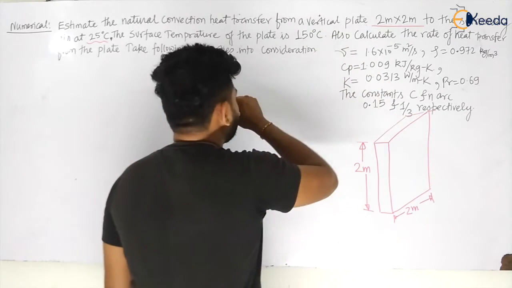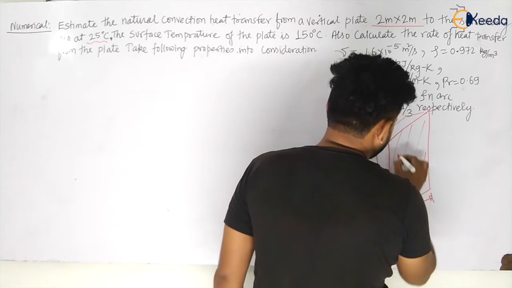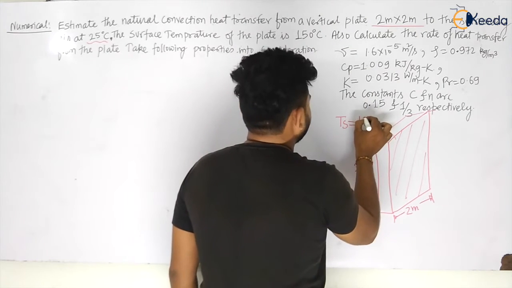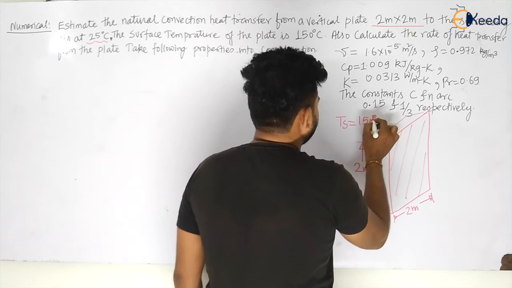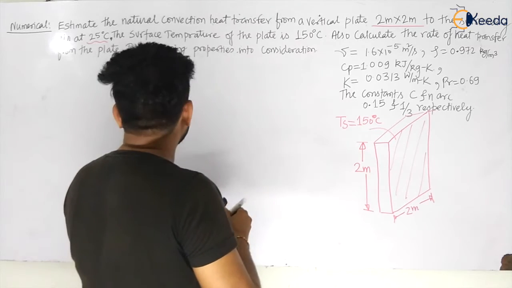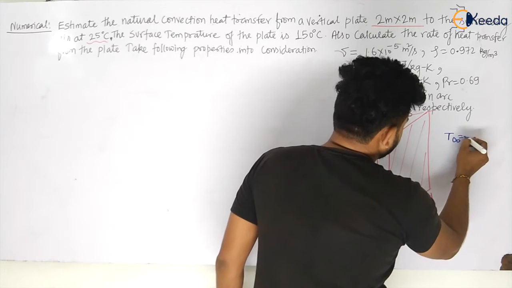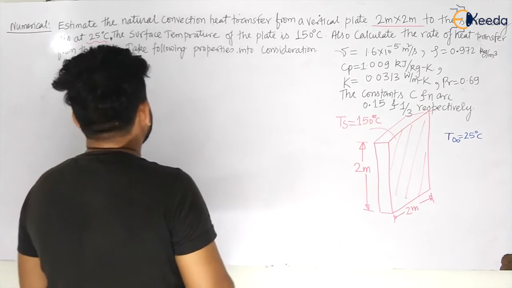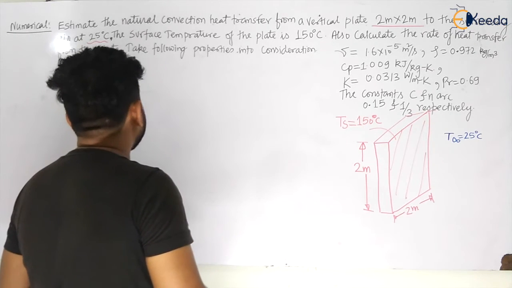So the surface temperature of the plate he has given. So this is your plate, my dear students, and the surface temperature of the plate is given to be Ts equal to 150 degree Celsius. Okay, and the surrounding air temperature is 25 degrees Celsius, my dear students. Also calculate the rate of heat transfer from the plate.